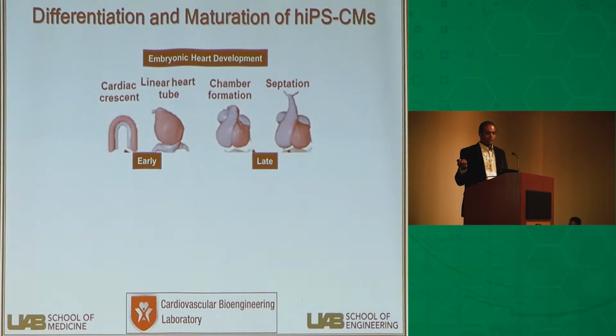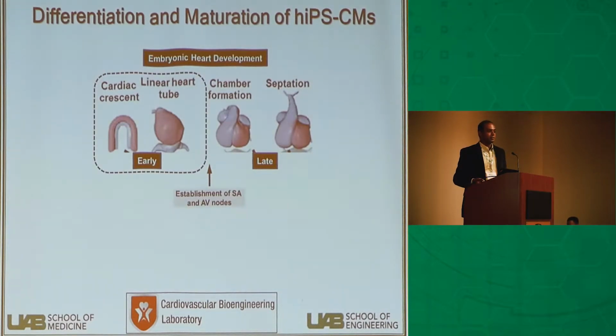So I'm just looking at the different stages of heart development. We arbitrarily classify these into early and late embryonic heart development. The event that we use to distinguish these two phases is the establishment of the SA and AV nodes. The reason for this is, prior to this, we don't need electrical stimulation. Past that point, we would need electrical stimulation. So initially, we're focusing on the early development part.